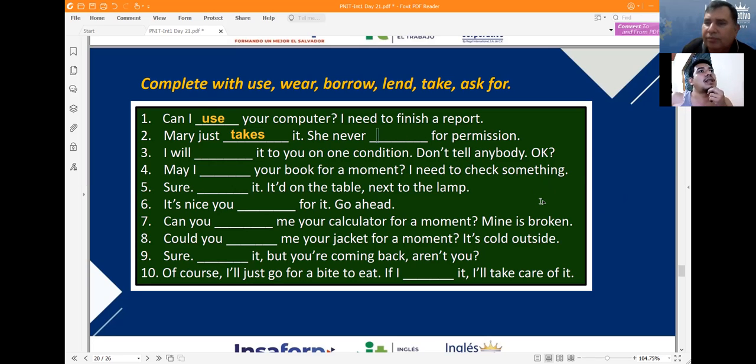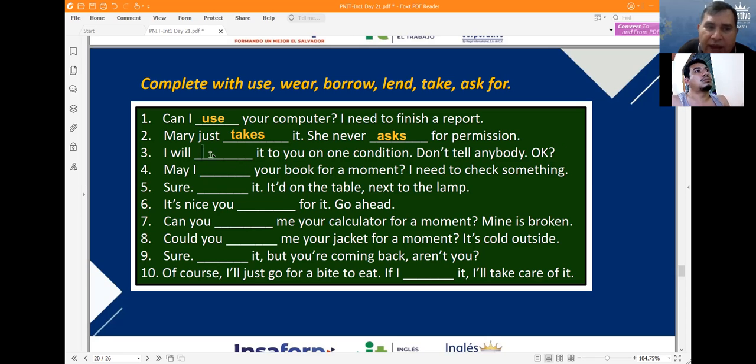She never lends. What is combined with four? Ask for is pedir. No preguntar, es pedir. Ask for. She never asks for permission. She just takes it. No pide permiso. Never asks for permission, right?